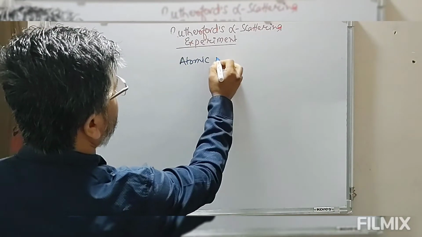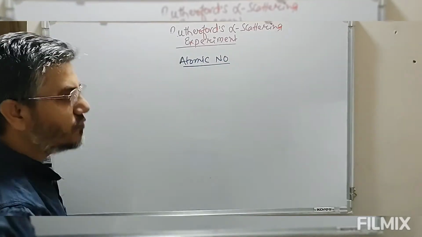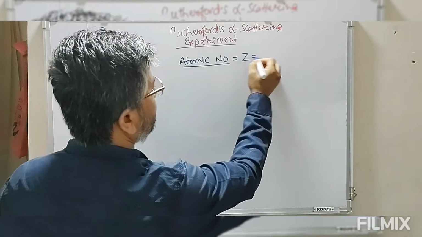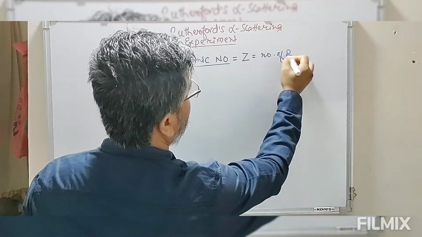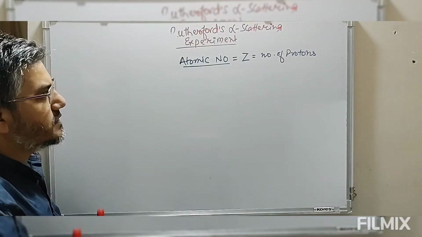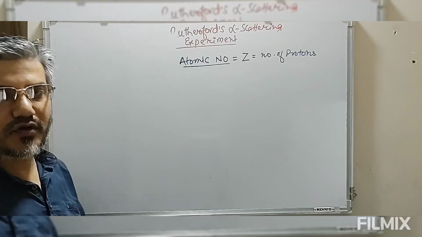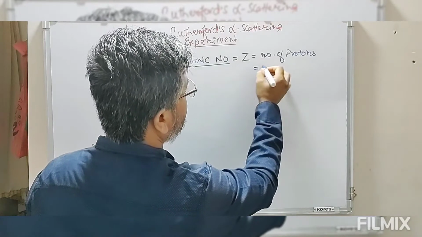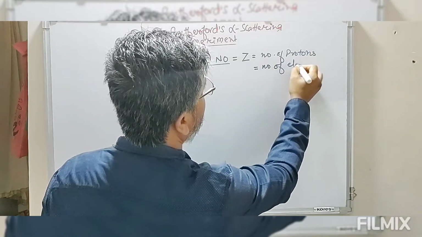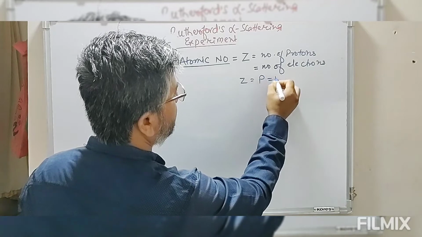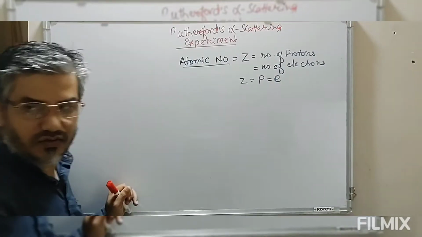The atomic number of a neutral atom is defined by the symbol Z. It equals the number of protons inside the nucleus. Since the number of positive charges equals the number of negative charges, for a neutral atom this equals the number of electrons. So the atomic number is the number of protons, which equals the number of electrons.